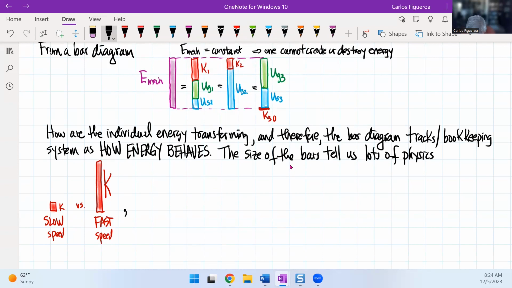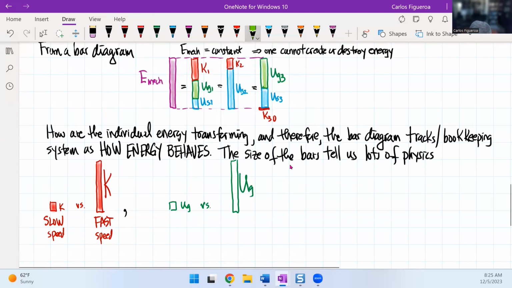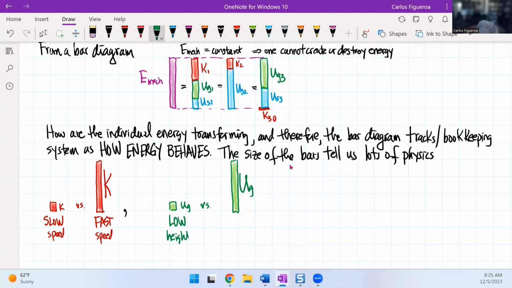But I could say the same thing with gravitational potential energy. So if I have a little tiny bar for gravitational potential energy, and I compare this to a big bar for gravitational potential energy, then it's going to tell us about the height. So this will be a low height, and this is going to be a high height. That's why it's important to track what is going on.